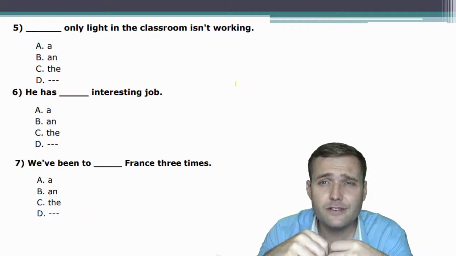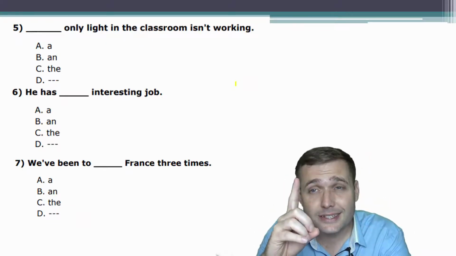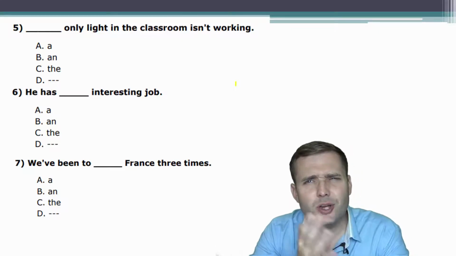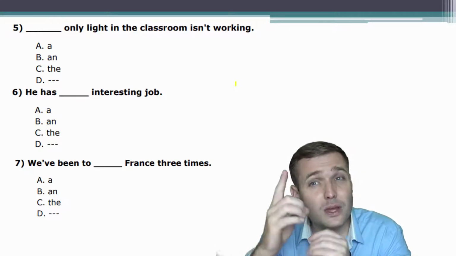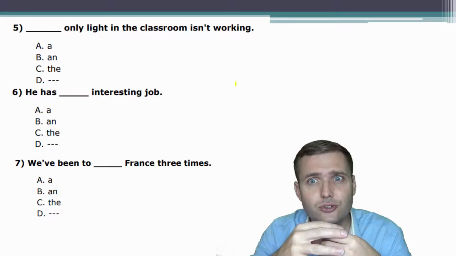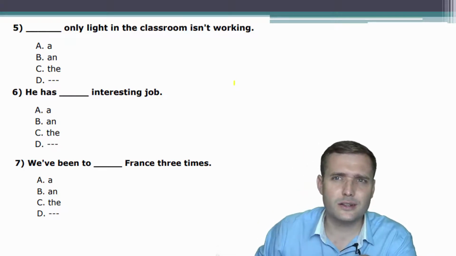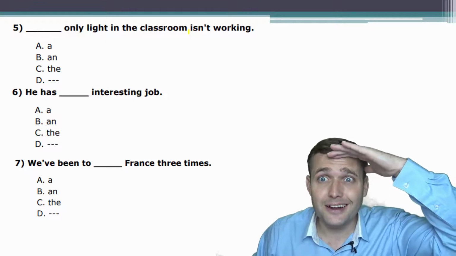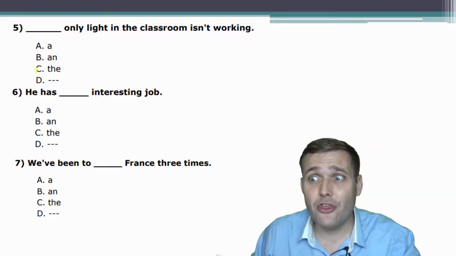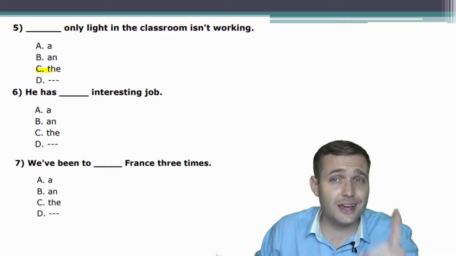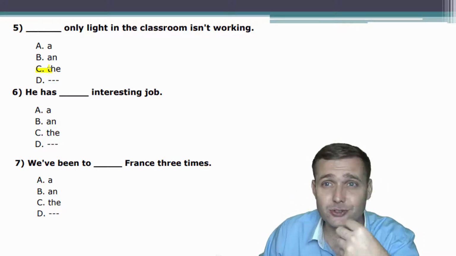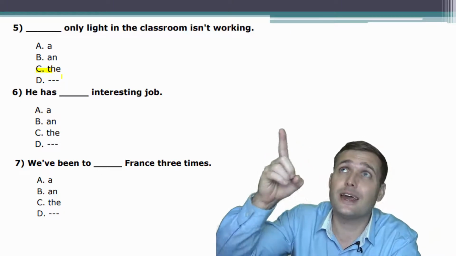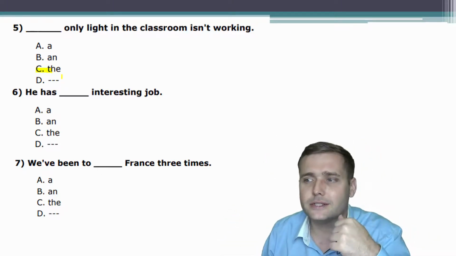Number 5. Blank only light in the classroom isn't working. So let me think here. Only one light in the whole classroom isn't working. So you can't see anything, right? Oh dear. The only light in the classroom isn't working, because we're talking specifically about that one light.